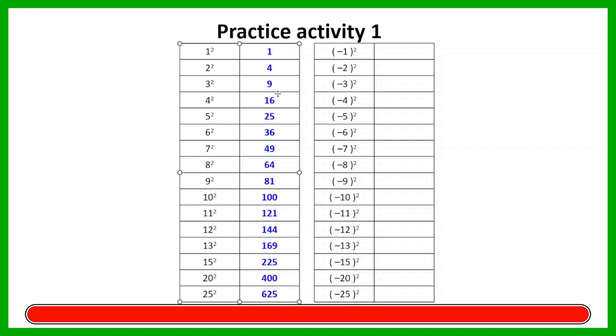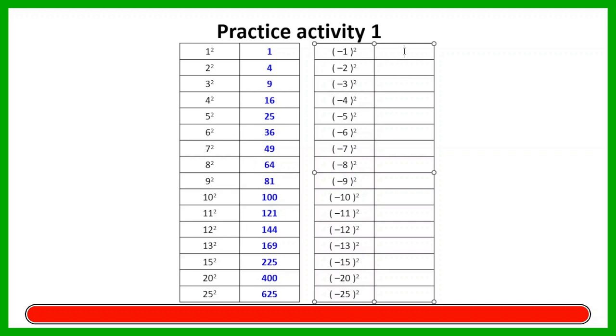Then, when you're doing the second table over here, remember that you are now multiplying negative 1 by itself. So, effectively, you have two negatives being multiplied together. And remember, when we have an even number of negatives being multiplied together, we get a positive answer. So all of these, when we square them, will all be positive. And if you look at them, the absolute values that we're working with are exactly the same as what they were in the first table.